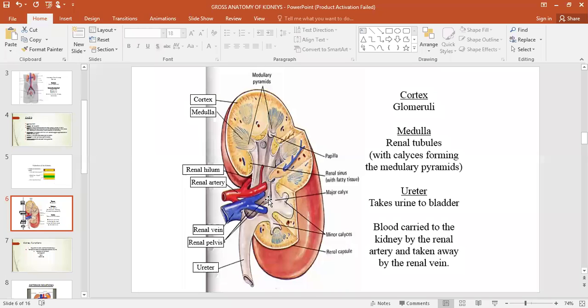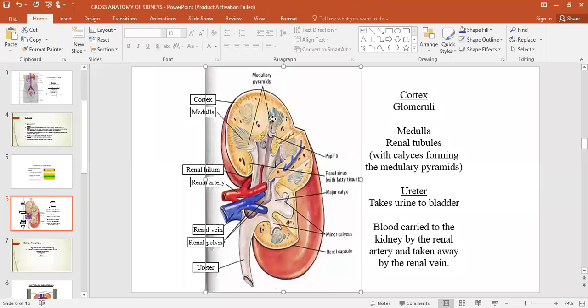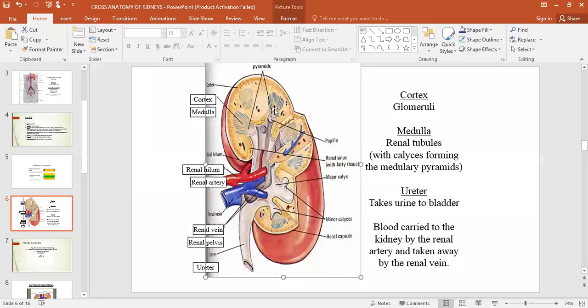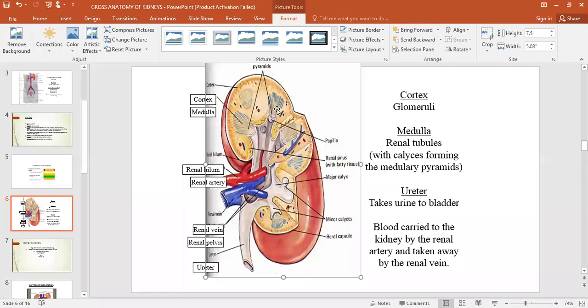This is the ureter. Ureter then is the dilated tissue which is called pelvis. Okay, pelvis of the kidney. This pelvis divides into major calyces. Okay, this major calyces again divides into minor calyces, and then these minor calyces give rise to the pyramids.